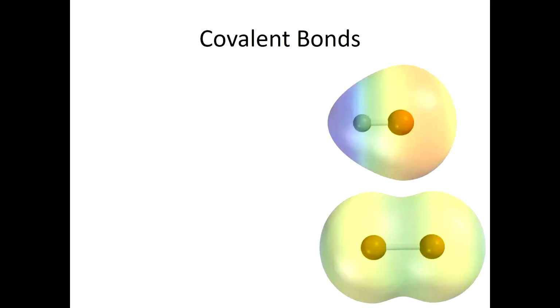Now, the second type of bonding we're going to discuss is covalent bonding. And this is any time you have two nonmetals. As you might remember, nonmetals tend to gain electrons to become stable. So what happens when you have two nonmetals that both want to bond together, but they both want to gain? Well, what happens is they end up sharing electrons.